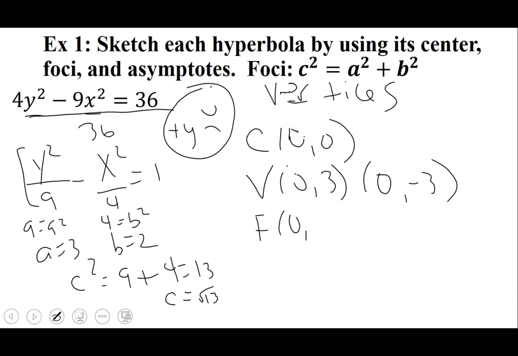So the foci are going to be at 0, comma, plus or minus the square root of 13. And again, you could separate them like I did the vertices or write them as a plus or minus. I really don't care, so do what works best for you.